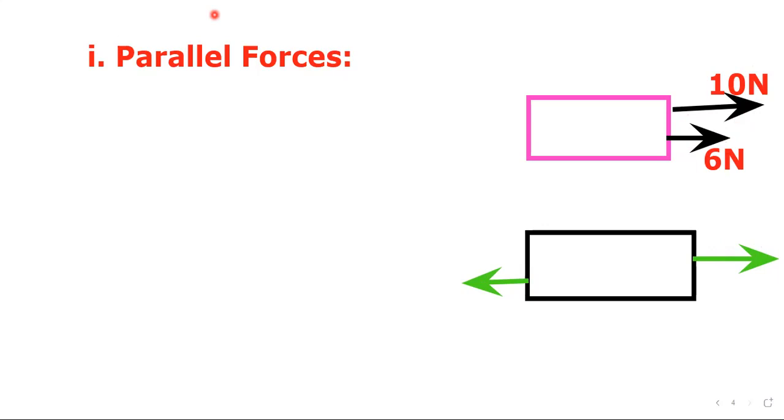So when the forces are parallel and we are going to add them, there is a very simple algebraic method. Suppose the net force or resultant force is, like both are in the same direction, so you are going to add them. For the same direction we will just add them and the resultant would be 16 Newton.